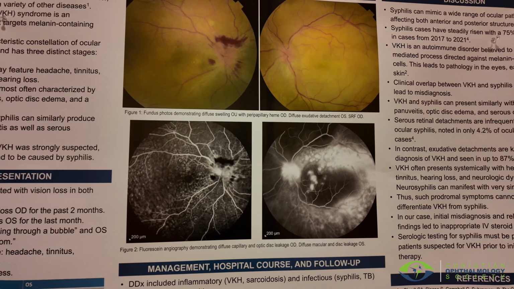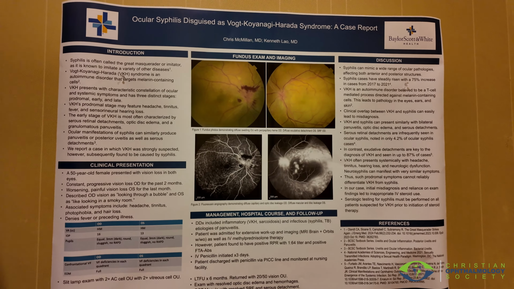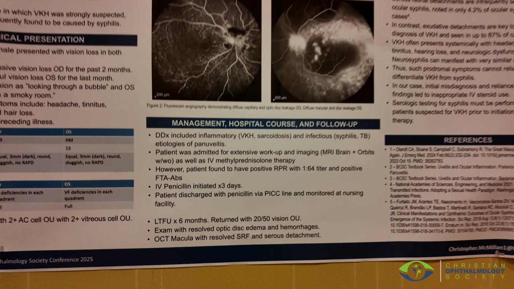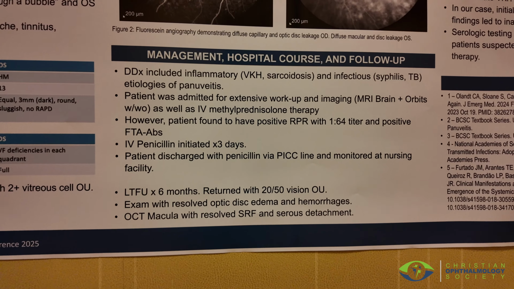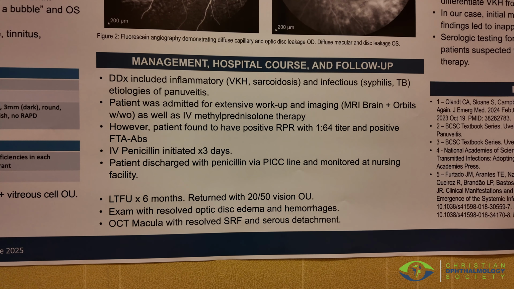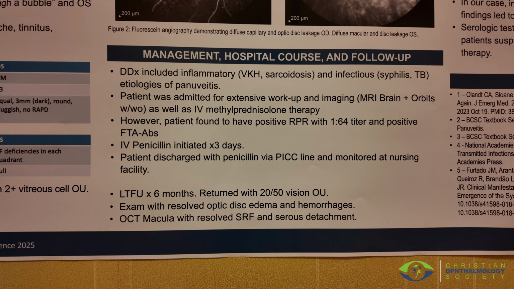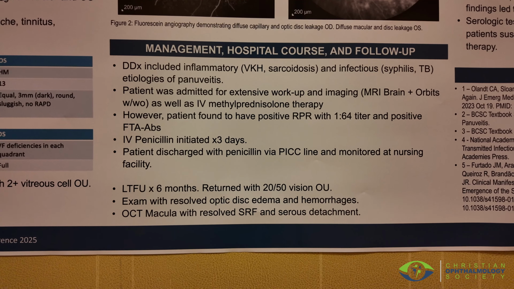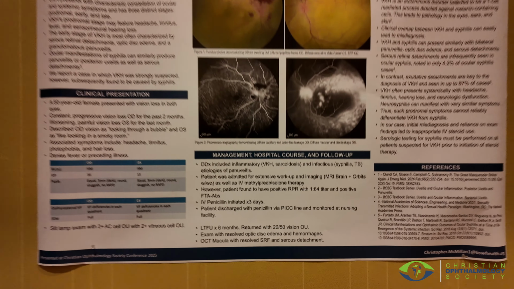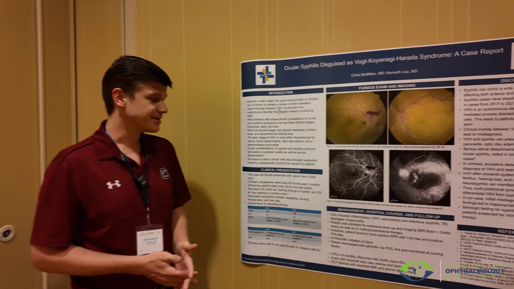In terms of a differential, we had to consider inflammatory versus infectious causes. So we considered VKH and sarcoid, as well as syphilis and TB. The patient was ultimately admitted for an extensive workup. At that time, they found a positive RPR and positive syphilis antibodies, and so we started IV penicillin.